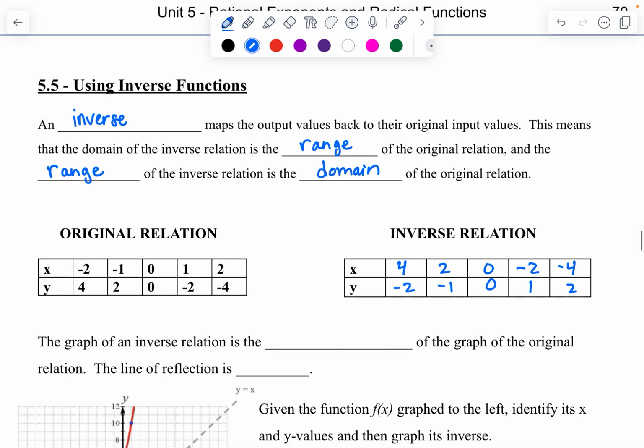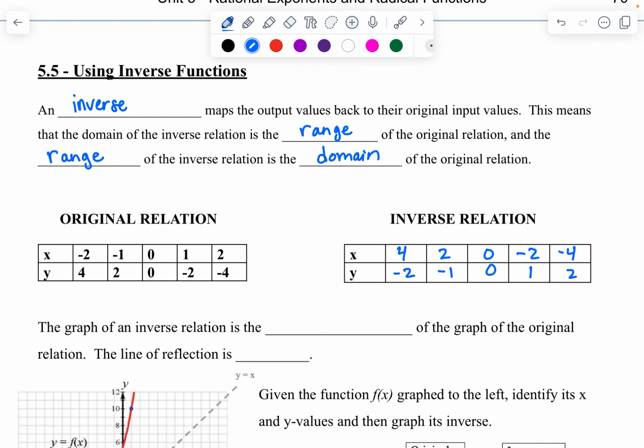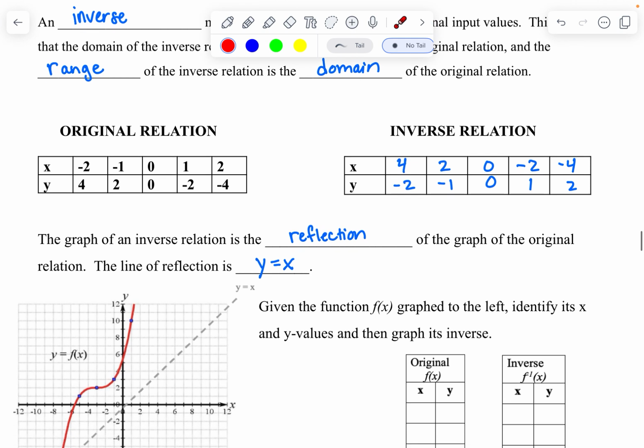The graph of an inverse relation is the reflection of the graph of the original relation. The line of reflection is y equals x. Because when we have points where x and y are the same and we swap them, we can't tell a difference. So that's the line about which the two graphs are reflected, and any points on that line stay the same. That's where the two would intersect.